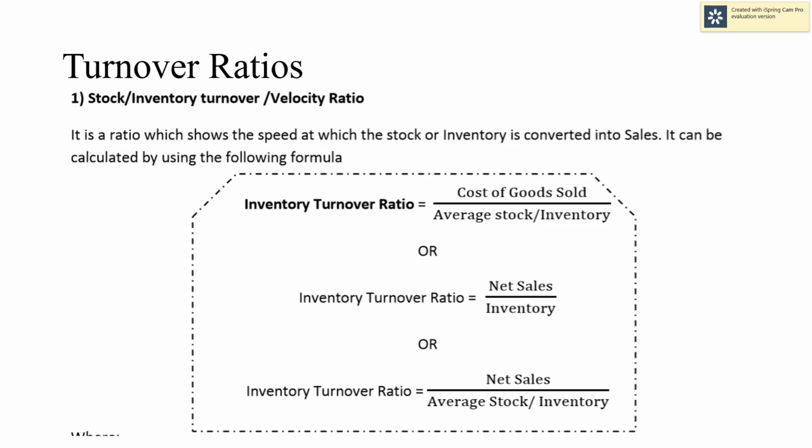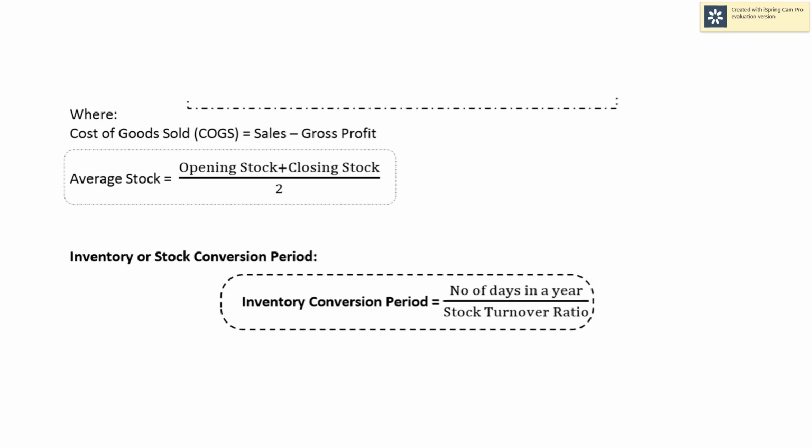Then we have, okay, what is cost of goods sold? Cost of goods sold is equal to sales minus gross profit. I hope by this time all of you know what cost of goods sold is. They have also given the formula to find out the average stock, which is very simple: opening stock plus closing stock divided by 2.